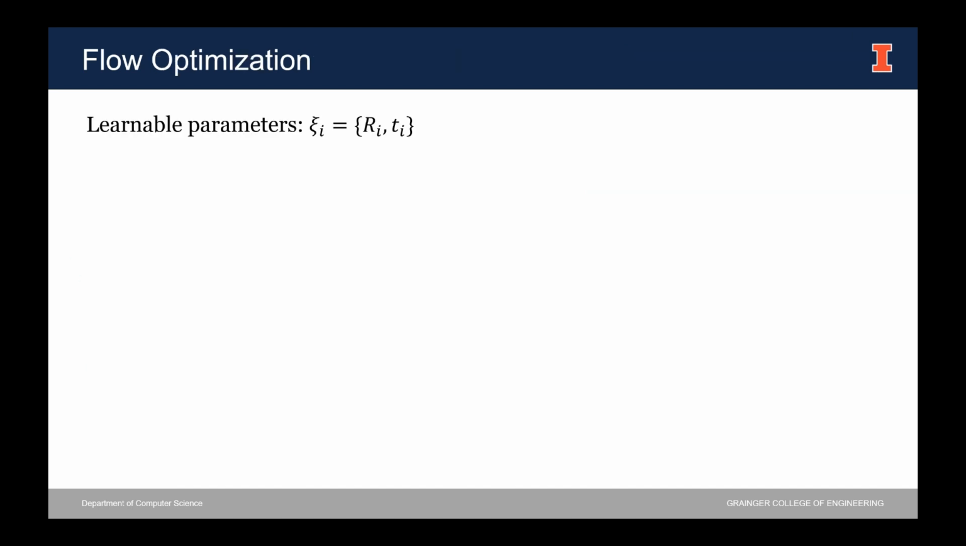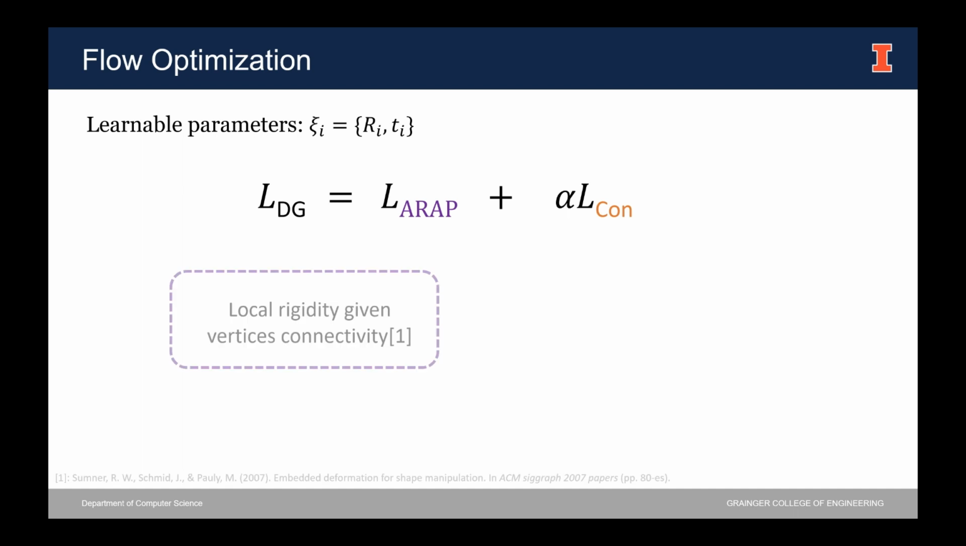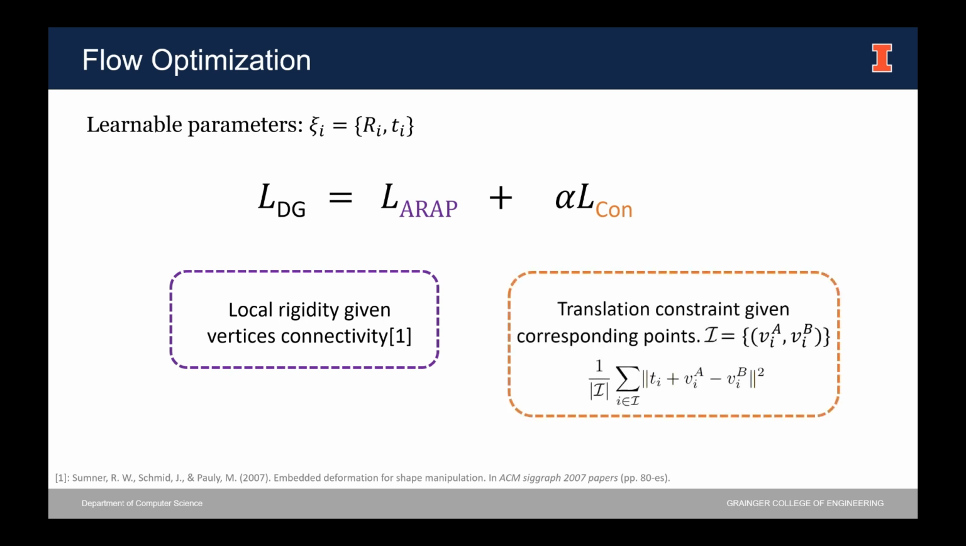We now discuss how to find and parameterize the flow. The only learnable parameters are the rotation and translation of the rigid transformations. Here are the two parts of the whole loss: the as-rigid-as-possible loss and the consistency loss. We use Adam to optimize. The as-rigid-as-possible loss encourages local rigidity of the transformation given the connectivity of the anchored vertices. Please check the original paper and our paper for more details. And the consistency loss constrains the translations of the corresponding points between the original and transformed space. We use the mesh topology for vertex connectivity.